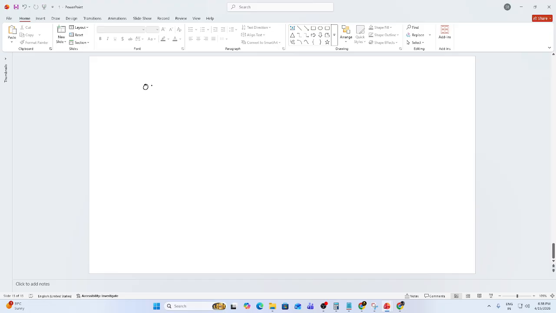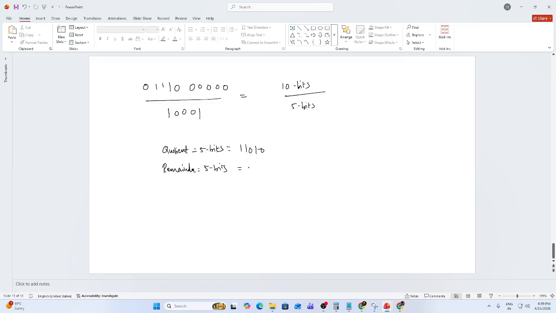So in the previous example, what we did: 0 1 1 1 0 0 0 0 0 0 divided by 1 0 0 0 1. Here the dividend is fixed as 10 bits, and the divisor is fixed as 5 bits. The quotient, which is an output of the algorithm, is also fixed as 5 bits, and the remainder is also fixed as 5 bits. In this case we got the quotient as 1 1 0 1 0 and the remainder as 0 1 1 0, so we got a quotient within the limited 5 bits.